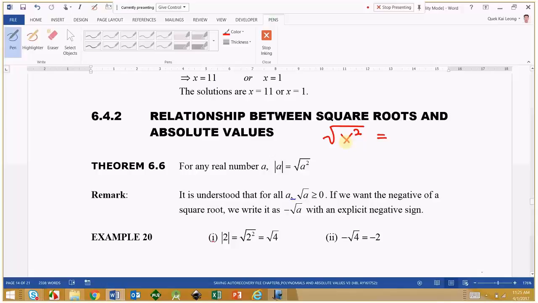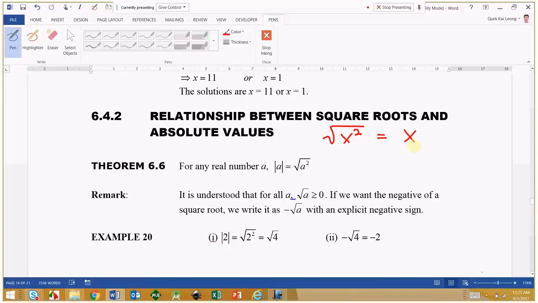Anyone want to try? x. Most of us will say x, including me before I learned absolute value. Now, in fact, when we are in secondary school, we are told that the square root of x squared is x. Okay, it's not wrong, but it's not totally correct.